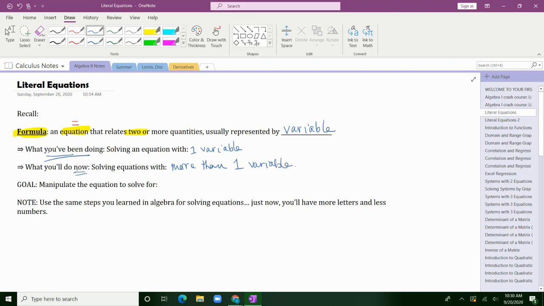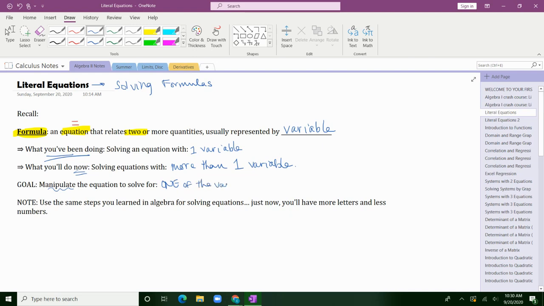Make sure you write this down, pause if you need to get caught up. Now, our goal with literal equations, and some people don't call it literal equations. Some people just call it solving formulas, just so you know. Some books do call it literal equations, though. Our goal here is going to be to manipulate the equation to solve for one of the variables.